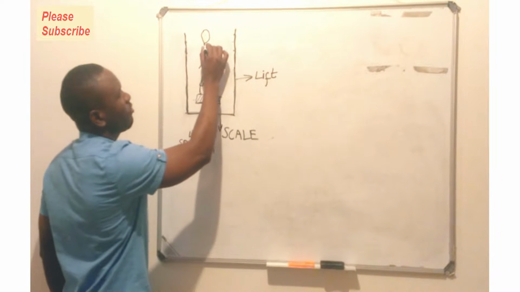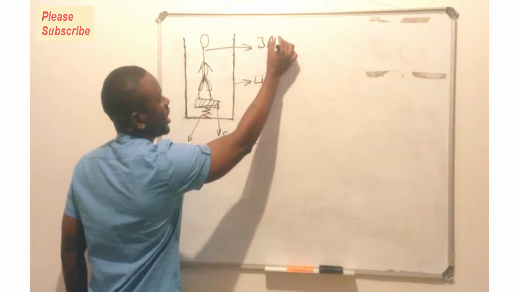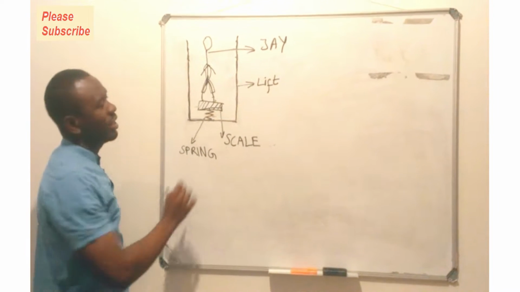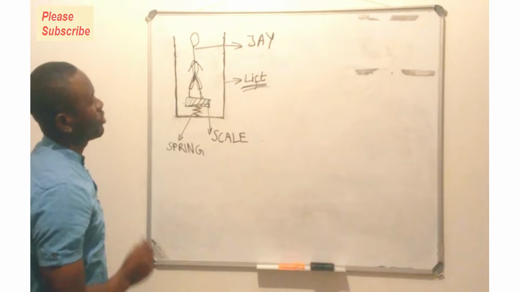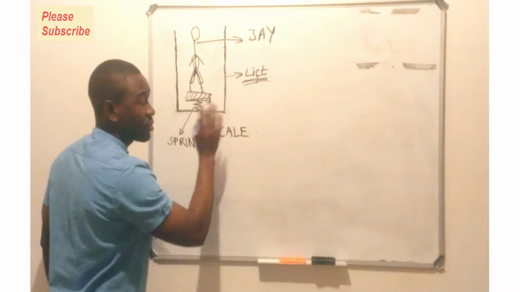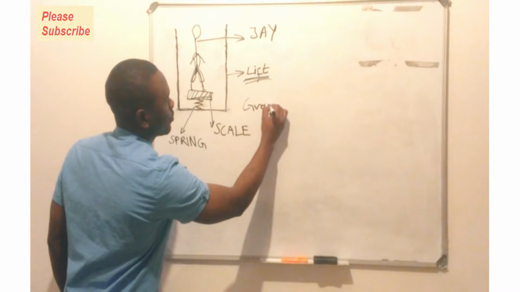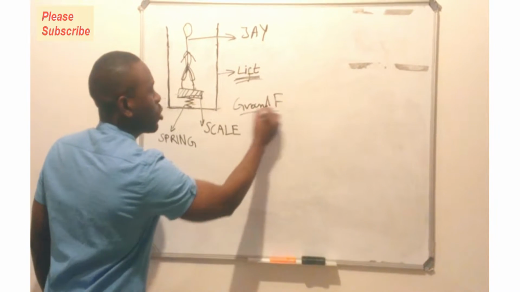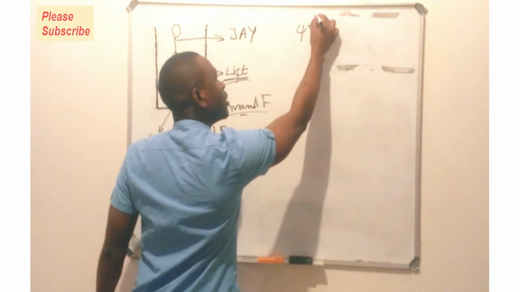So today we have our friend here named Jay. Jay is a lift user, right? So now he found himself on the ground floor. This is the ground floor, right? So you want to go to the fourth floor, right?